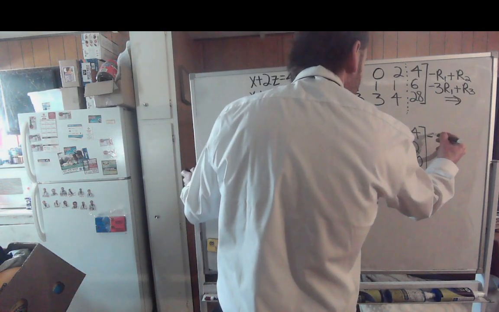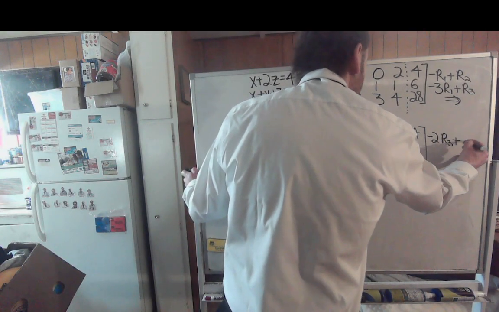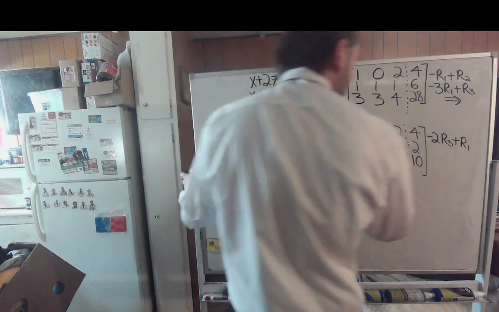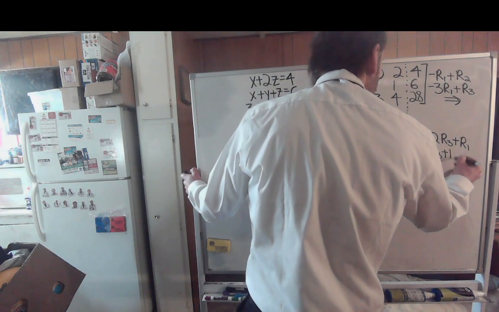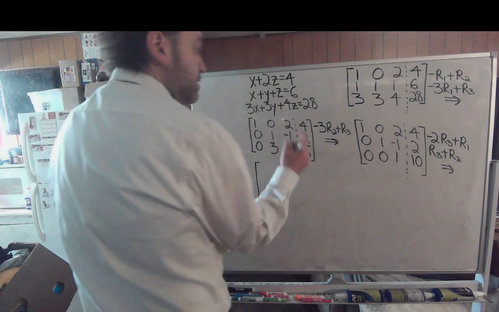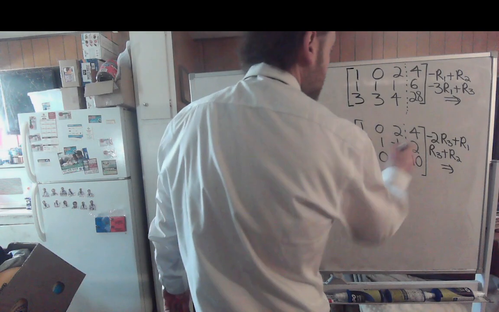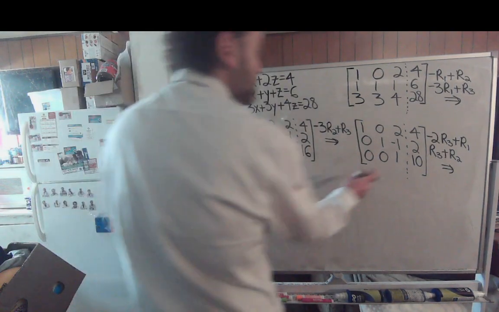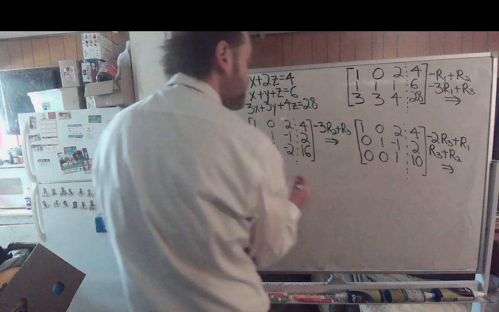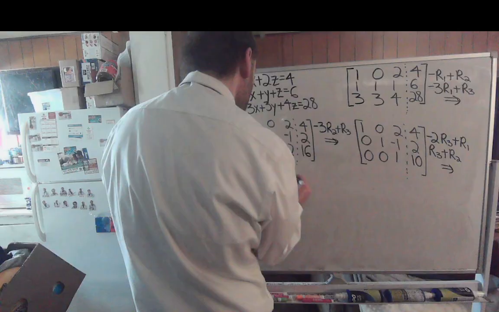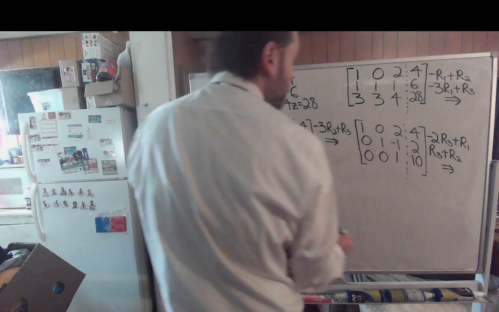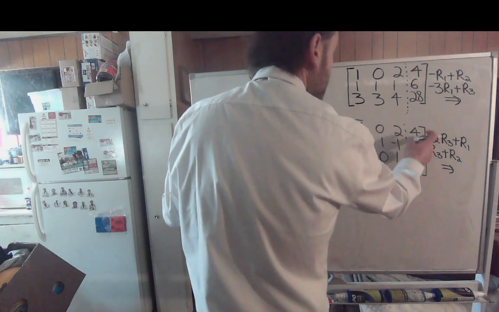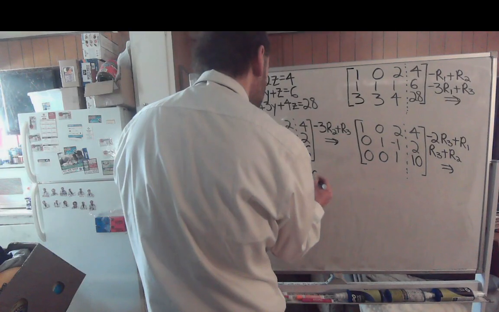So if I take negative 2 times row 3 and add that to row 1, I should make it happen in row 1. If I just simply add row 3 to row 2, I should make it happen in row 2. So, negative 2 times row 3 plus row 1: 0 plus 1 is still 1. 0 plus 0 is still 0. Negative 2 plus 2 is 0. Negative 20 plus 4 is going to be negative 16.